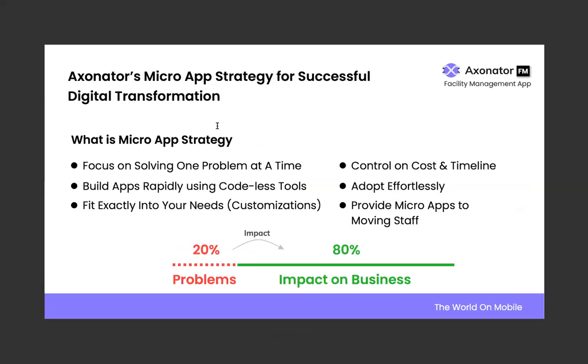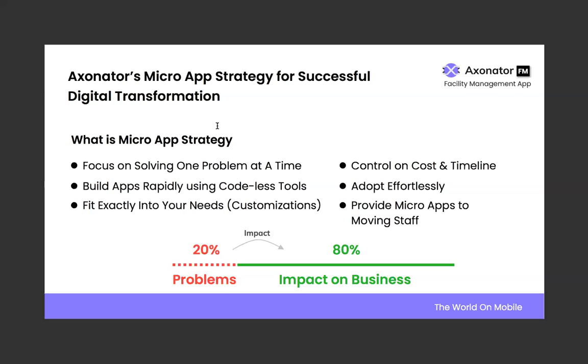So, about the micro app strategy. Like I said, we are working with various industries and various use cases, and observing a lot of challenges when we solve them. From our experience, we have seen that companies have 20% of their problems, which has 80% impact on their business, from a revenue point of view, or an operations point of view, or in streamlining their processes. Companies generally try to adopt or build entire software in one go, and that becomes a problem for them. That's the point where we introduce a micro app strategy in Axonator, which becomes a successful digital transformation.